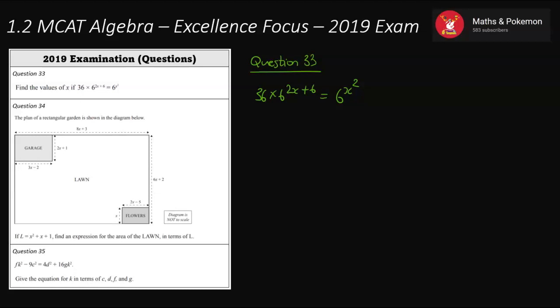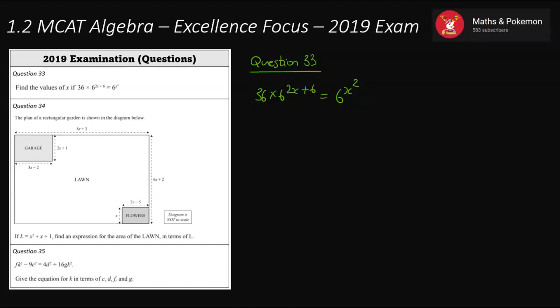Before I get into it, I can see a lot of 6's everywhere, and I can see the x squared in the power. So I'm thinking this is going to be a case of simplifying the base numbers, cancelling them out. That gives me a quadratic. I can go ahead and factorize and solve that quadratic. So let's see if that's the case.